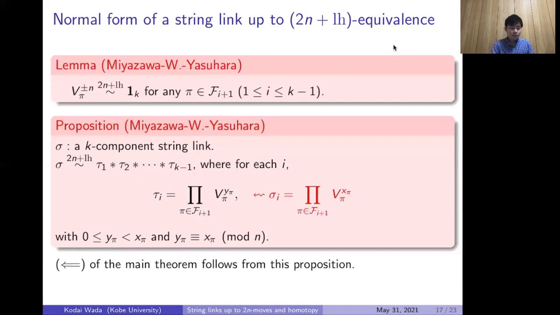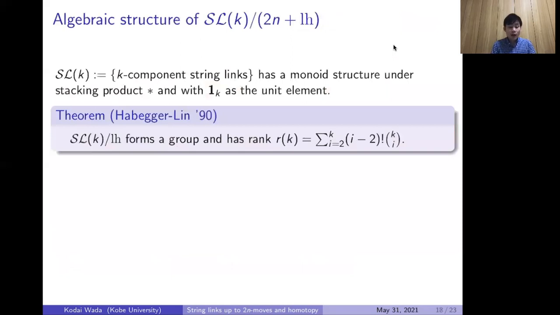Moreover, by this proposition, we can understand an algebraic structure of k-component string links up to 2n plus LH equivalence. We denote by SL(k) the set of k-component string links. This set has a monoid structure under stacking product star, with the trivial k-component string link 1_k as a unit element.